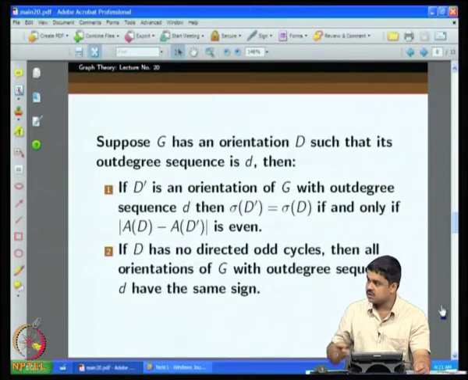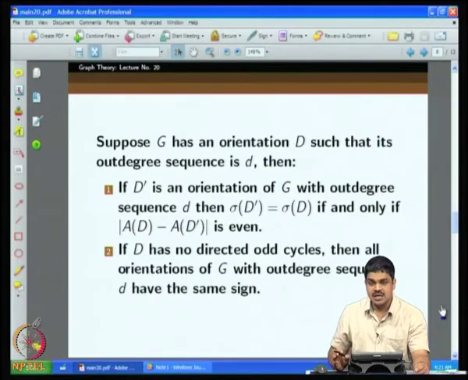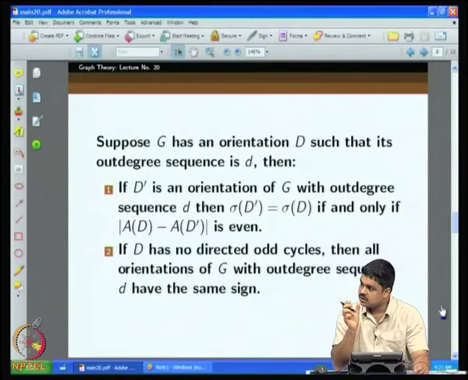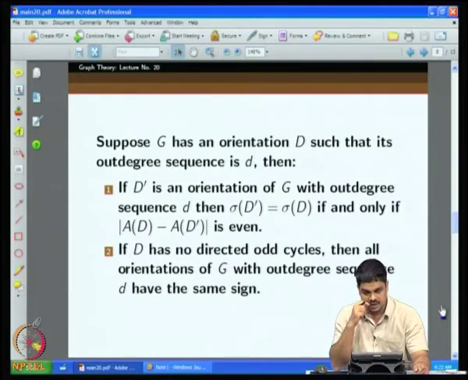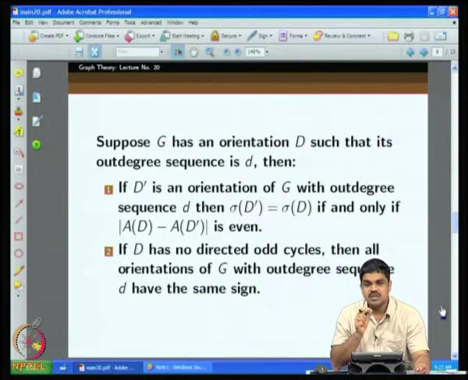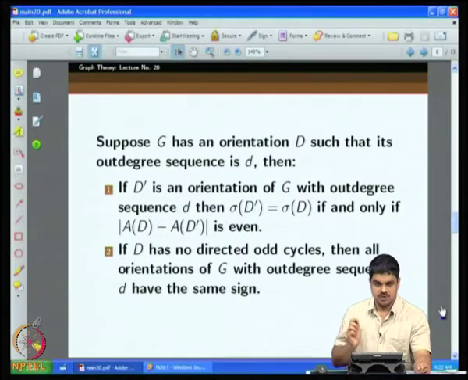Suppose this degree sequence, the orientation, the corresponding monomial x1 raised to d1, x2 raised to d2, up to xn raised to dn has a non-zero coefficient in it. The weight of that degree sequence, w of d, happens to be non-zero. Such an orientation if we can find, then we can say that it is list colorable, as long as the lists are at least one more than the corresponding out degree of each vertex with respect to the degree sequence.